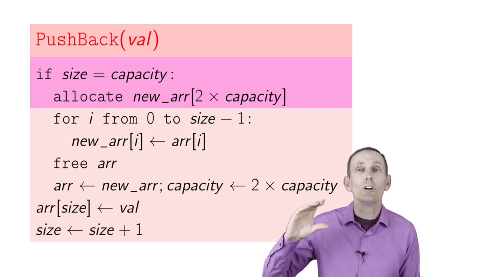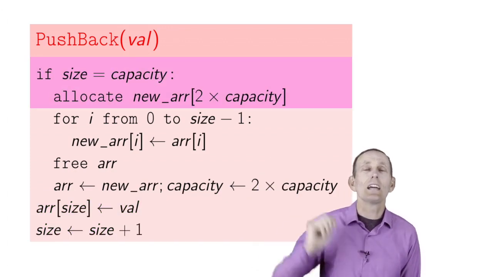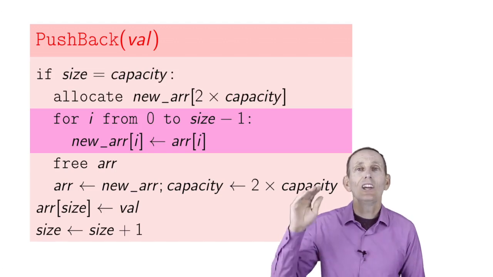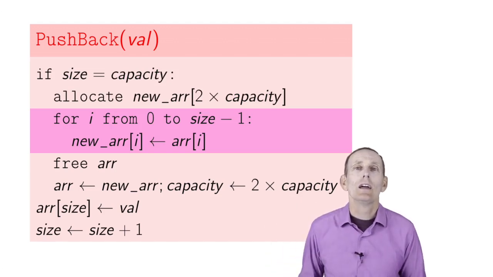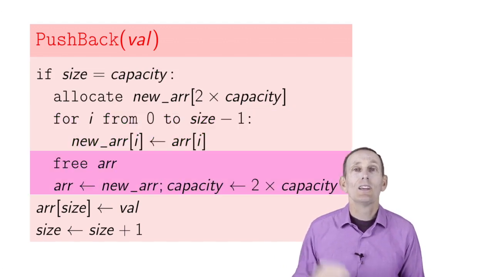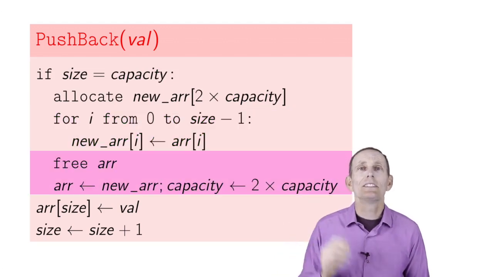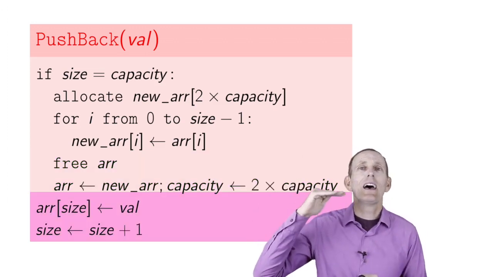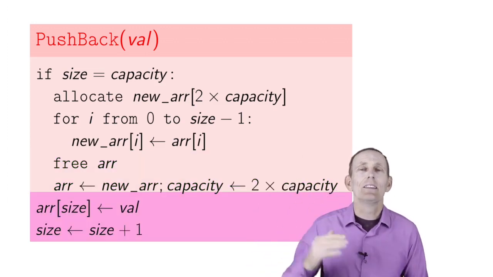If, however, we're full, we're not going to do that yet. If size is equal to capacity, then we go ahead and allocate a new array. We're going to make it twice the capacity. And then we go through a for loop, copying over every one of the elements from the existing array to the new array. We free up the old array and then set array to the new array. At that point then, we've got space, and we go ahead and set the size element and then increment size.